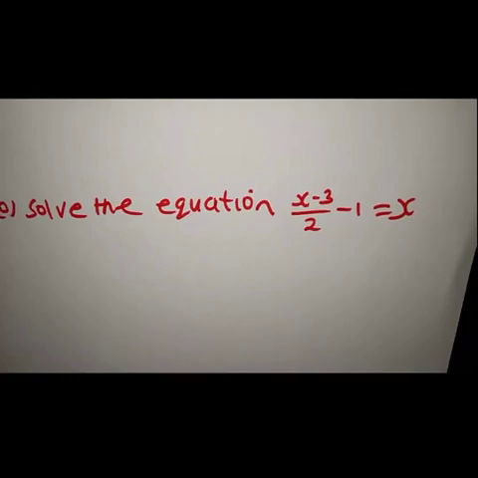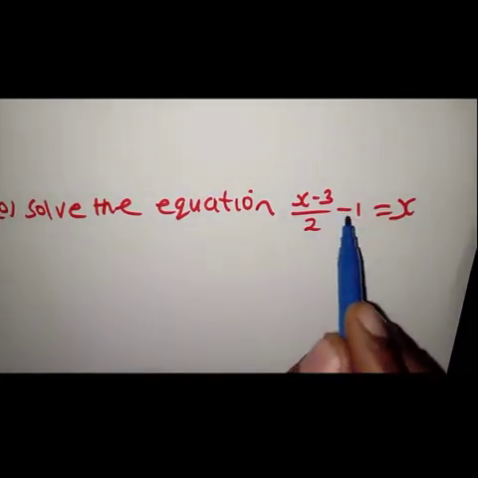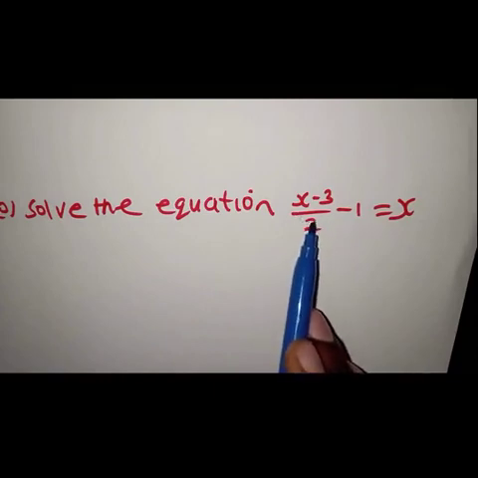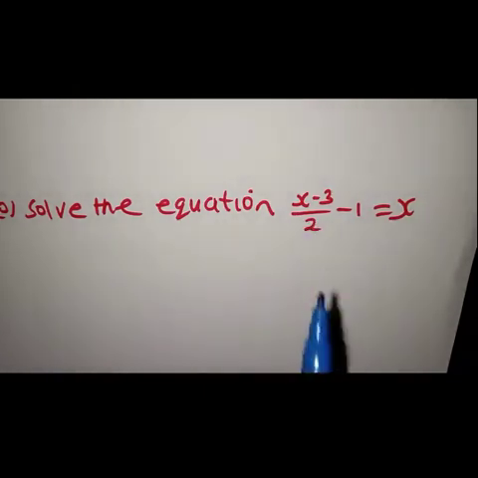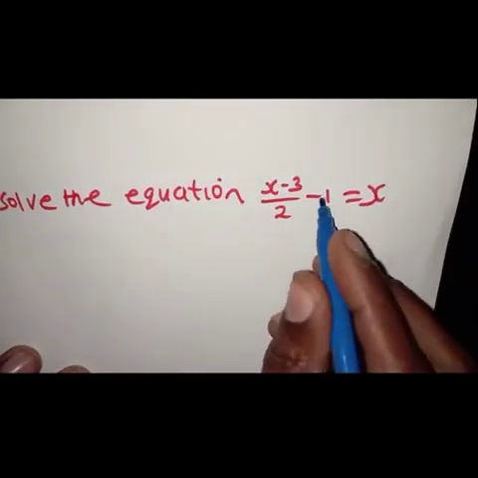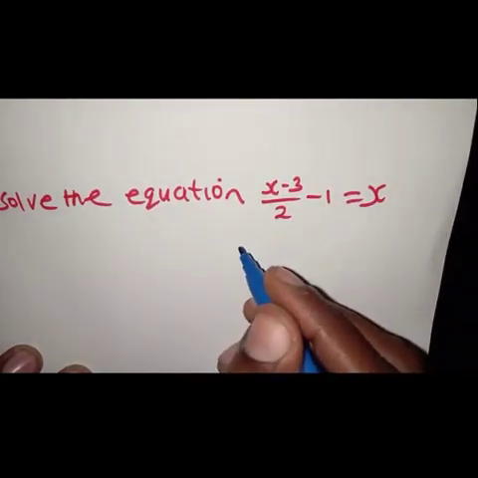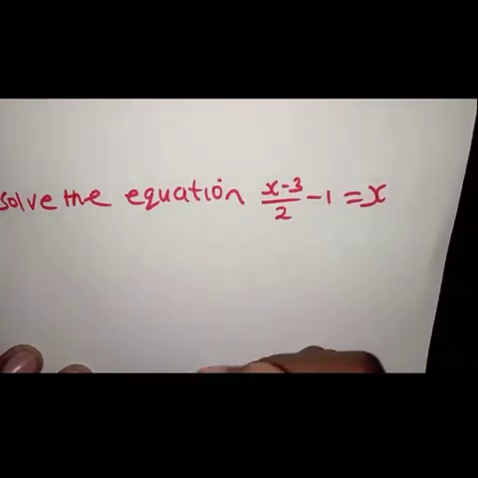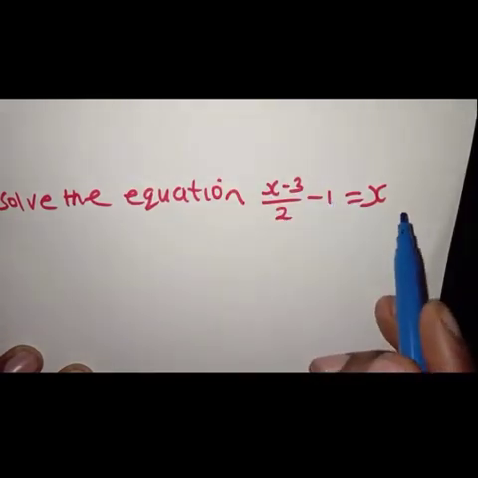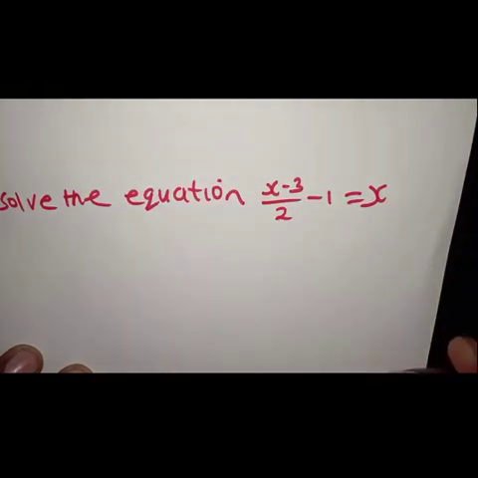Question B, they want us to solve the equation (x minus 3) over 2 minus 1 is equal to x. So once you see a letter, we can create a variable. It means we need to find the value of that variable or letter. So what are we supposed to do? For now, it's fine if you take -1 on that side. It will still be fine. But in this case, what they want us to do is to first remain with x on one side, then the rest should be also on the other side.